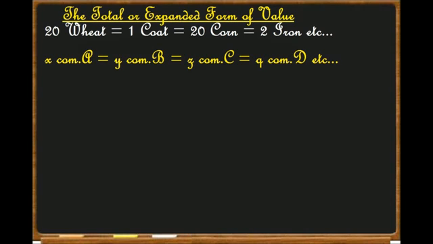This is called the total or expanded form of value. X commodity A equals Y commodity B equals Z commodity C equals Q commodity D, etc., where the lowercase letter equals quantity and the capital equals the quality of the specific commodity in question. Every other commodity now becomes a mirror of wheat's value.